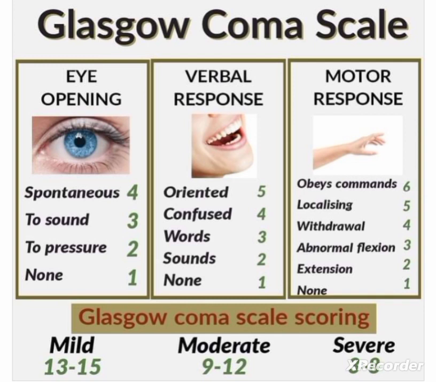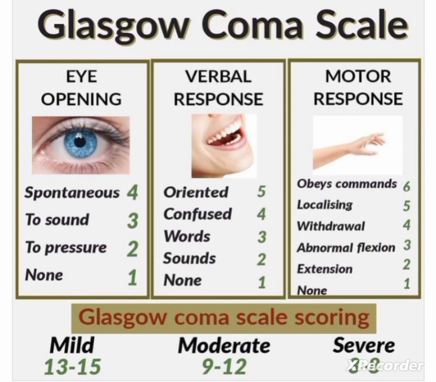Next one, verbal response. Here there are 5 responses from the patient. If the patient is conscious and oriented, the score is 5. If the patient is confused, the score is 4. If the patient simply speaks some words, then the score is 3. If the patient is not able to speak any words, instead he is simply making some sounds or noises, the score is 2. And if there is no response, the score is 1.